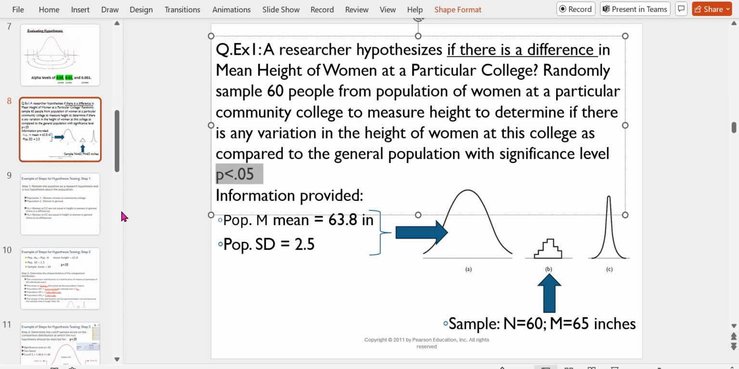There's your significance, okay, 95%. Information provided: we got the population mean, 63.8 inches. We have the population standard deviation, which is 2.5, and that's about this population here, right? And then our sample, 60, and our mean is 65. Now, remember, because this is the mean of means, the DOM, distribution of the means, I'm not going to compare my sample against this one. I have to compare my sample against this one because this sample theoretically came from here. It had to have come from there. There is a distribution. We just don't know what it is yet.